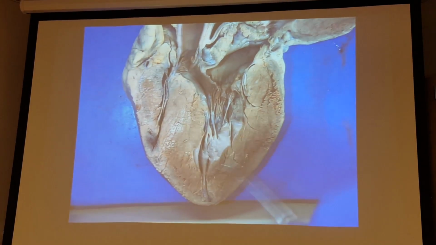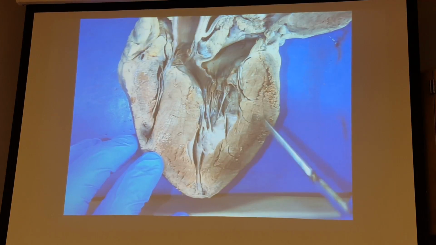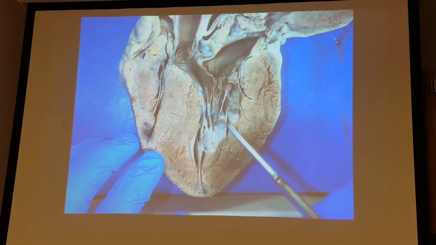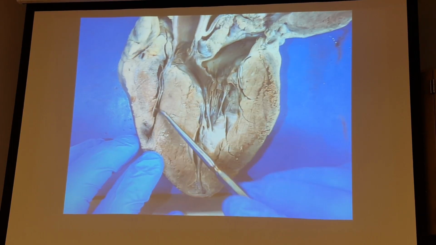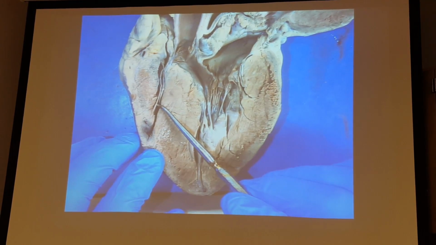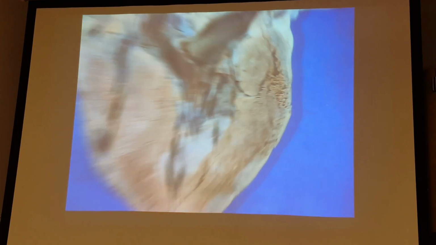So looking at this posterior piece, notice that the thickest heart wall, the myocardium, makes this chamber over here. This is the left ventricle. So there's where the interventricular septum would be, and then here's the right ventricle. Now, if we get really, really close, we can look at the valve structure.